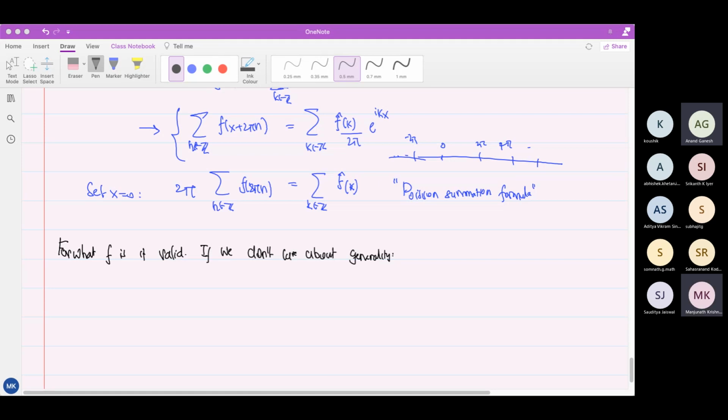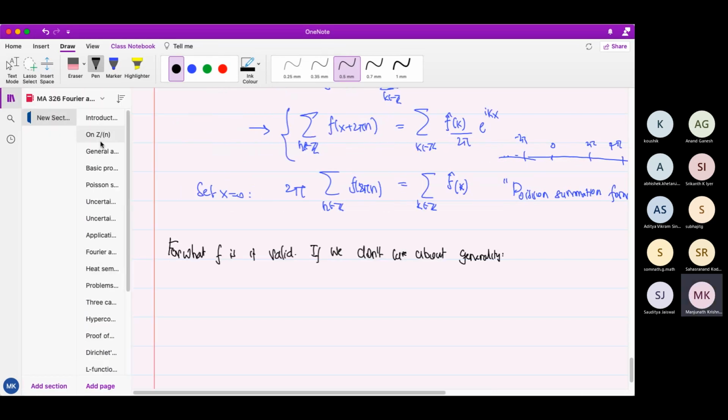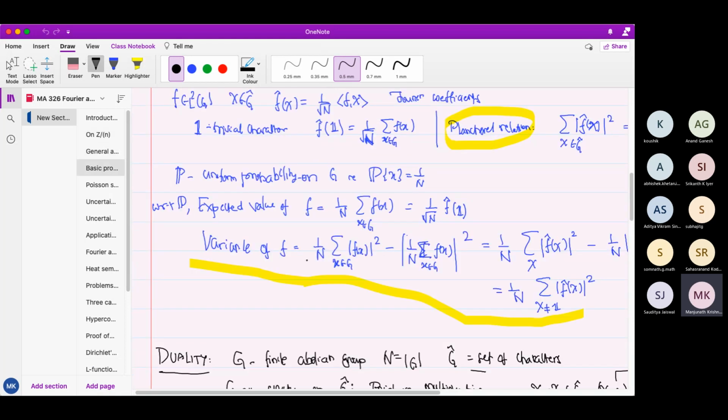Yeah, so I had mentioned the Poisson summation formula in the discrete setting, if you remember. So you take a subgroup of Z mod n, for example, then there is a kind of analogue. So let me show you. This is actually, so in the quotient Z mod n, basic properties, let me see here.